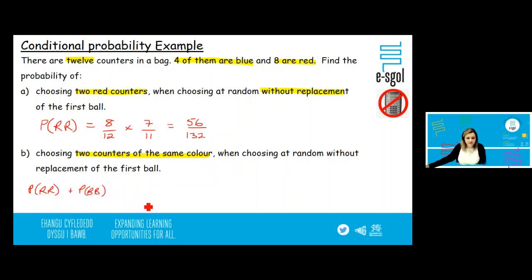So we're not choosing one of each. It is saying it's 2 of the same colour. We're also saying that it's without replacement. They're not going back in.